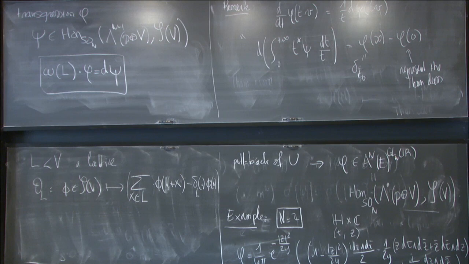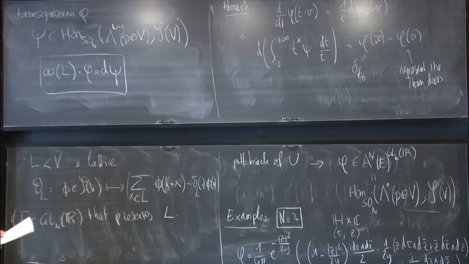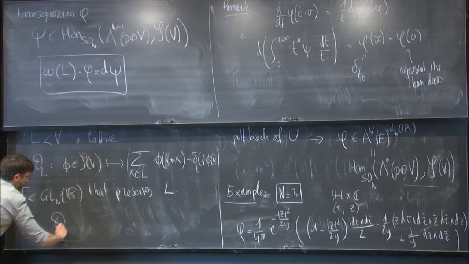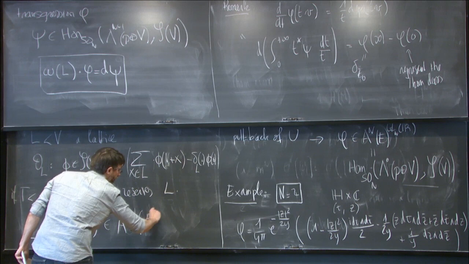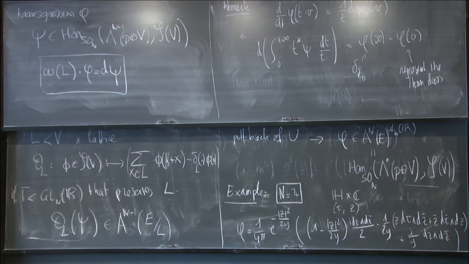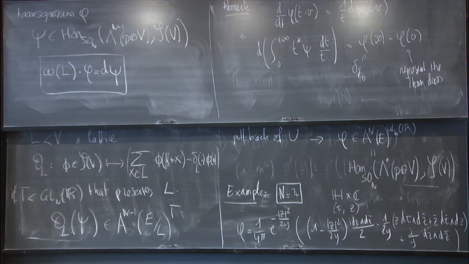Okay, and now if gamma is a subgroup of GL_n(R) that preserves the lattice L, then if you apply theta_L to the form psi here, you end up with a differential form of degree n minus 1 of the total space quotiented by gamma. Now you have taken the average, and it is a gamma invariant form. Okay, and so this is a theta series I want to consider.